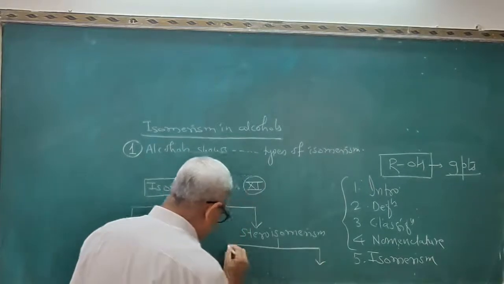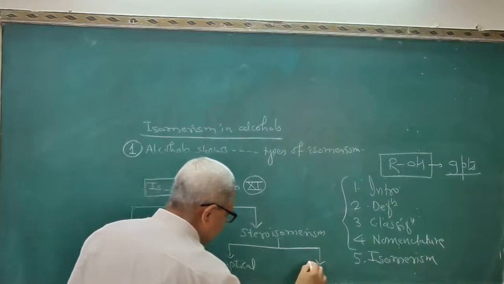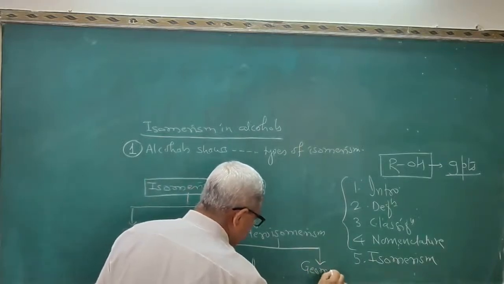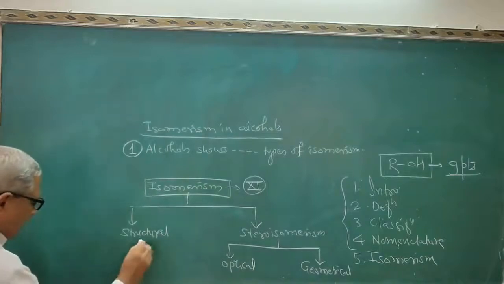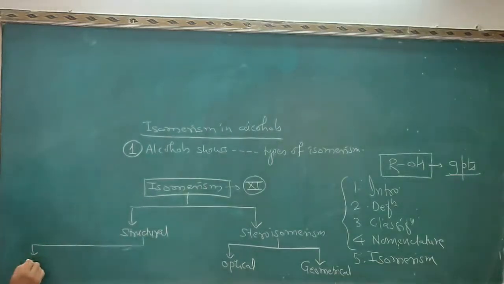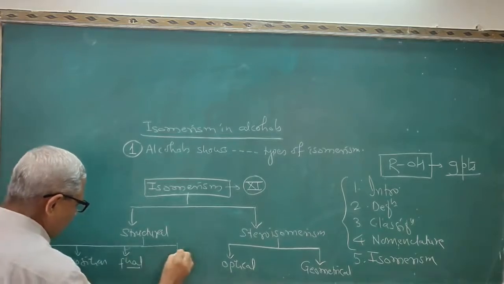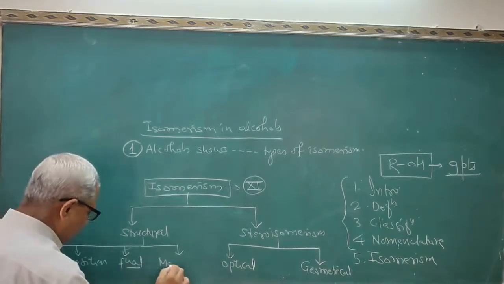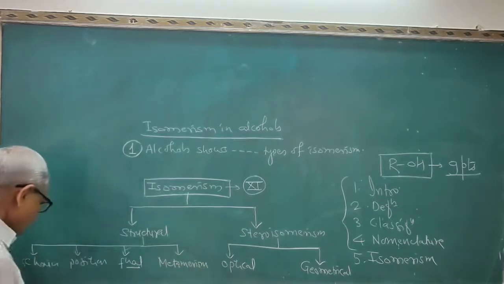Stereoisomerism is of 2 types: one is optical isomerism, and second is geometrical isomerism. Structural isomerism is of the type: one is the chain isomerism, second is the position isomerism, third is the functional isomerism, fourth is the metamerism.